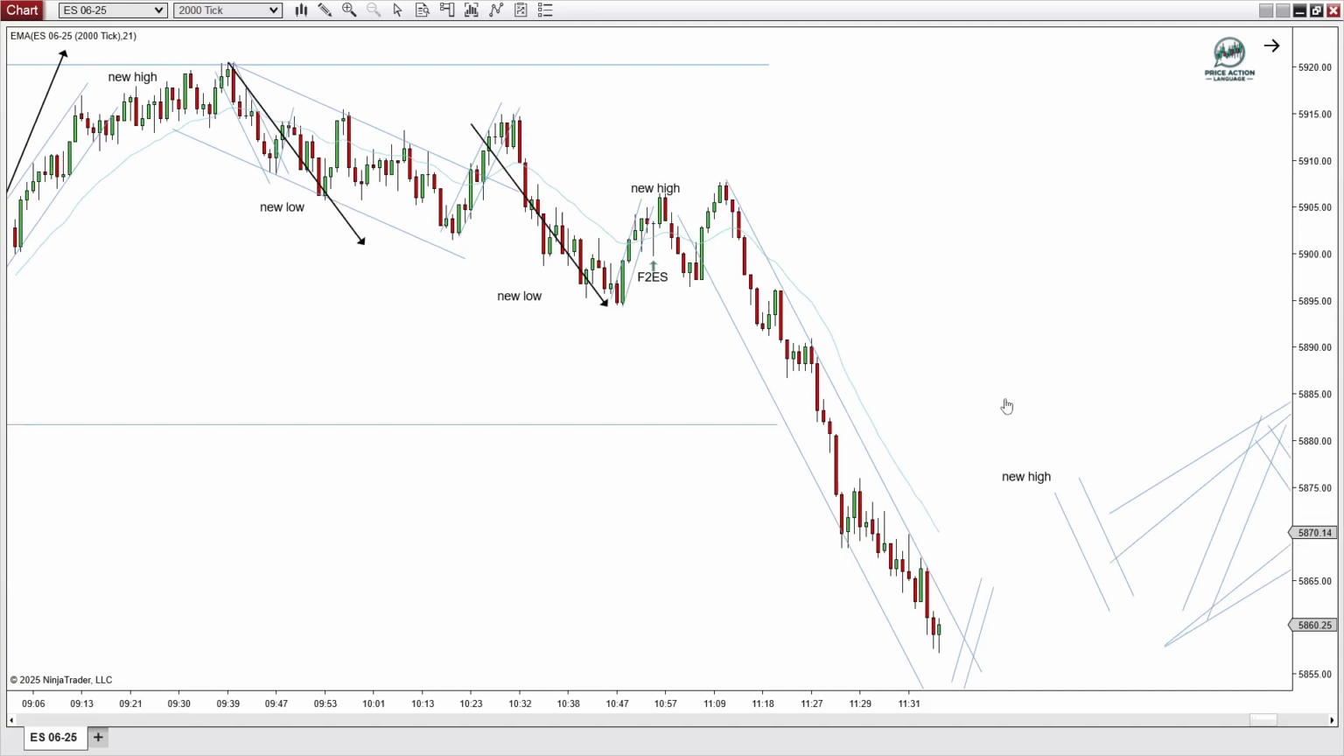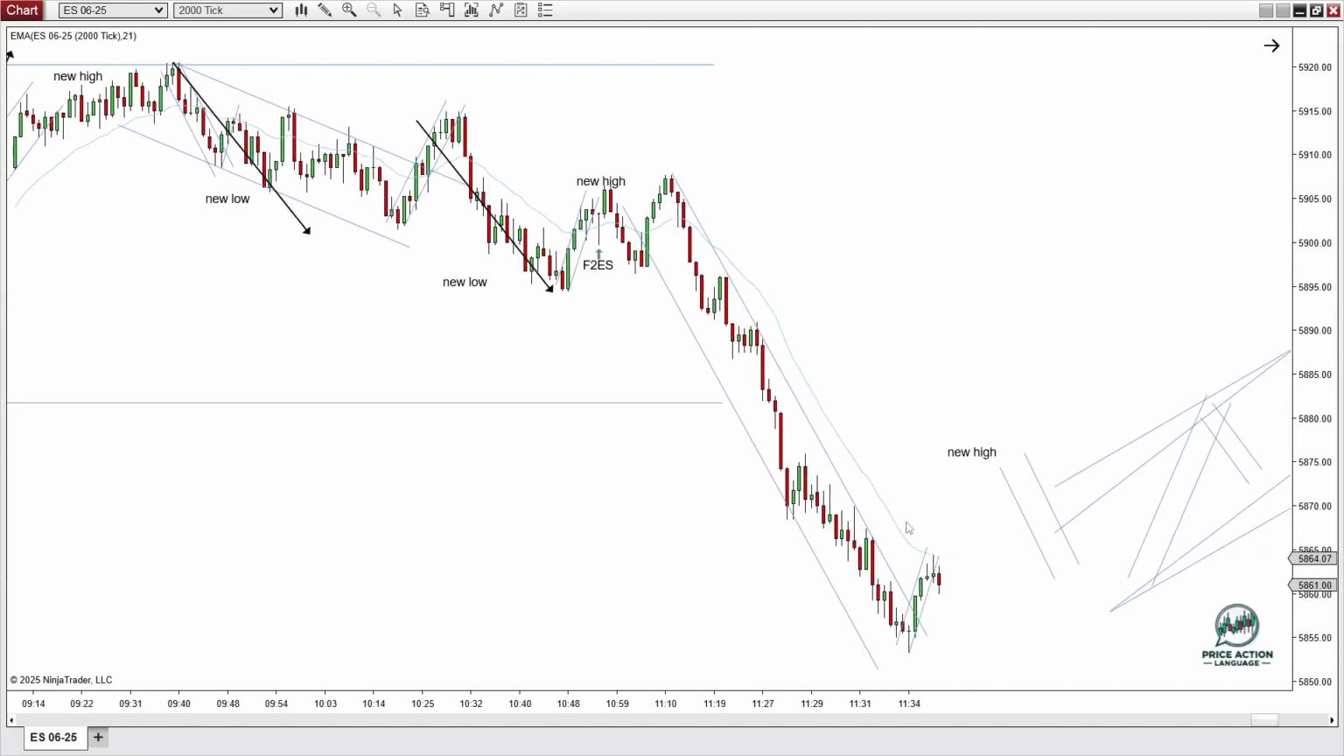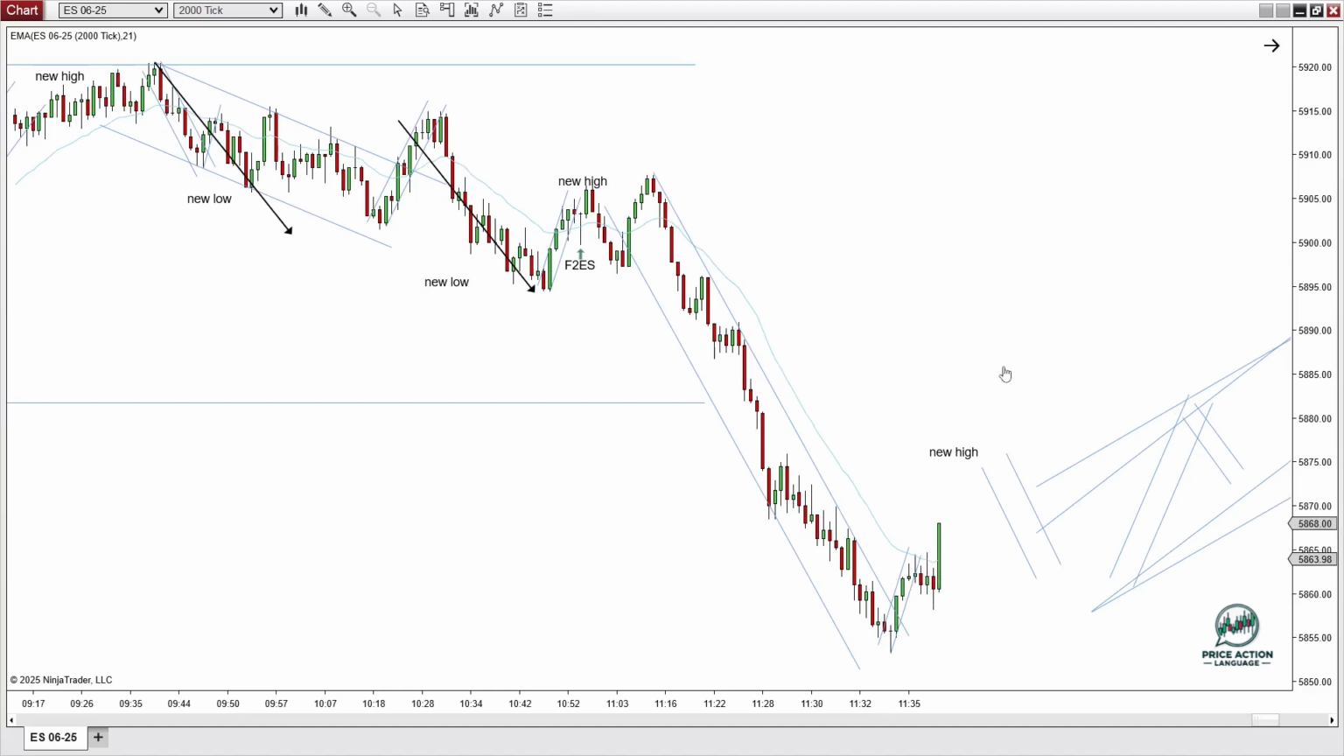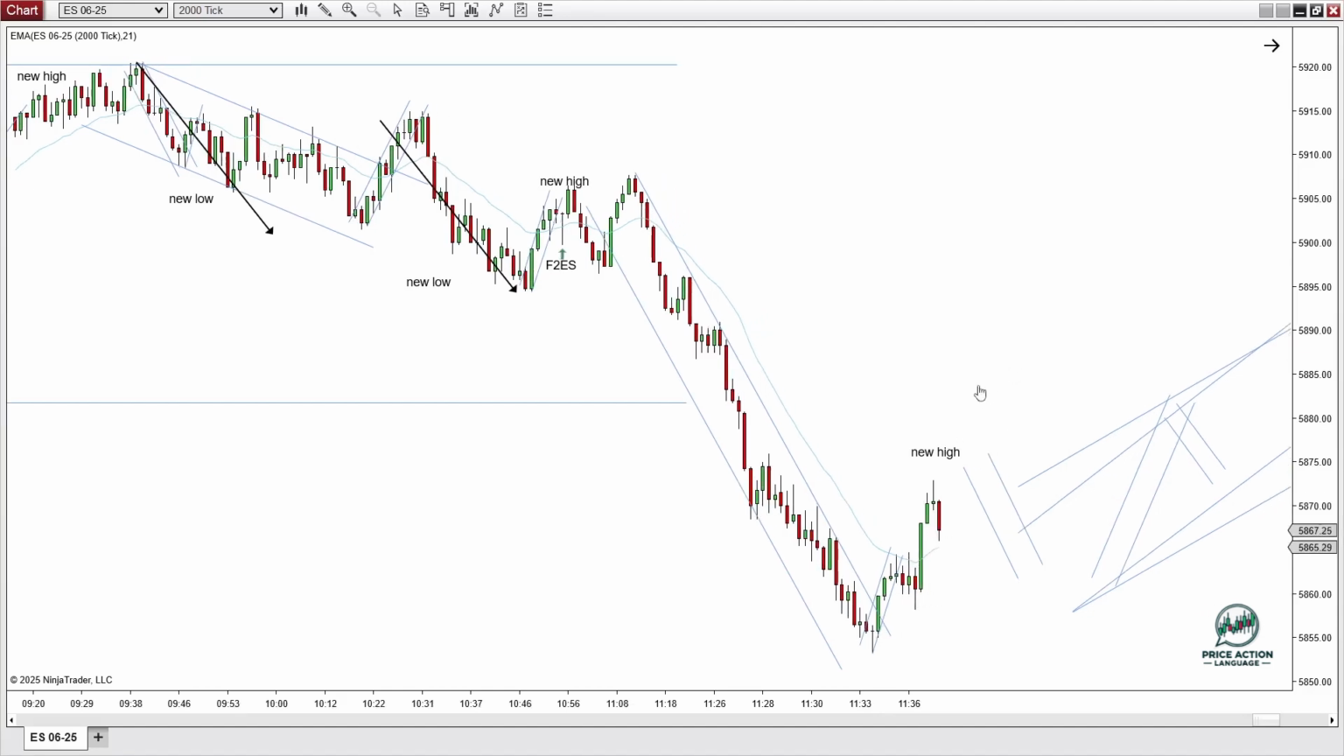I'm expecting some second entry short at the EMA. You have a first entry short. Can we get some second entry short at the EMA? And you do get a second entry short, but the problem is that it's a bad signal bar for me. I can't sell below this bullish bar here. So you get a break and a new high.